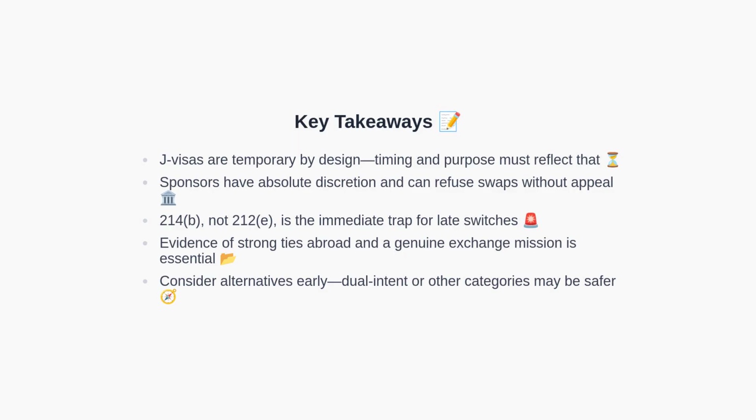Here are the key takeaways. First, the J visa program is temporary by design, and adjudicators expect a clear, time-limited purpose. Second, sponsors exercise absolute discretion and can decline without appeal. Third, 214B, not 212E, is the main near-term risk for late J2 to J1 switches. Fourth, strong ties abroad and a genuine, temporary exchange purpose are critical to demonstrate. Finally, consider alternative pathways early, including dual intent categories, if eligible. To reinforce this, let's wrap up with a concise summary.